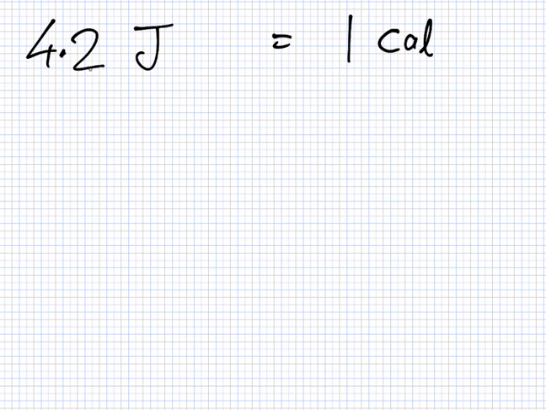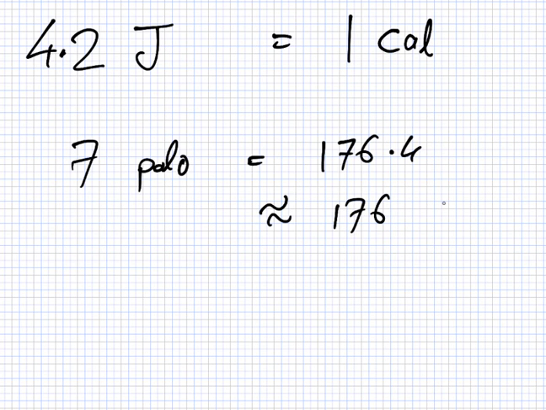42 calories. How many joules is that? Well, multiply 4.2 by 42, what do you get? So 7 Polo sweets equals how much? 176.4. So roughly 176 joules. Which means when you eat 7 Polo sweets, you can push 1 Newton of force 176 meters. That's how much work you can do when you eat this.